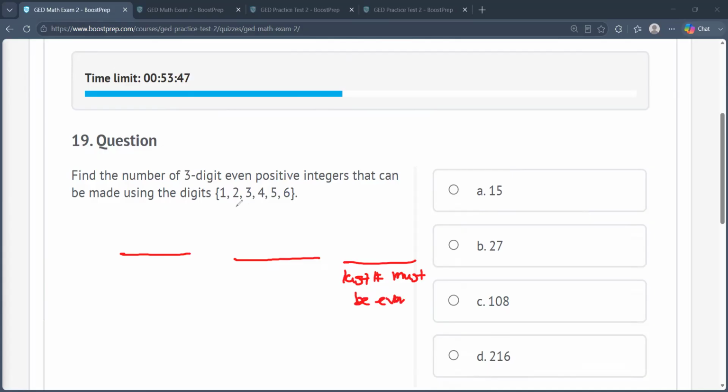Look at our numbers 1, 2, 3, 4, 5, 6. Circle anything that's even. So 2 is even, 4 is even, 6 is even. There's a total of three even numbers, right?